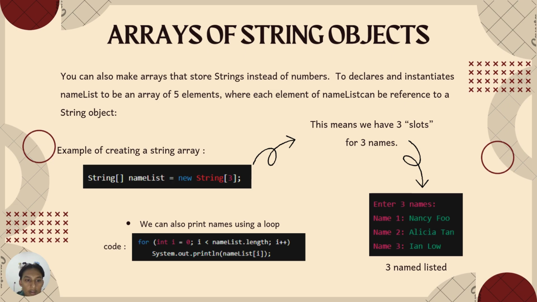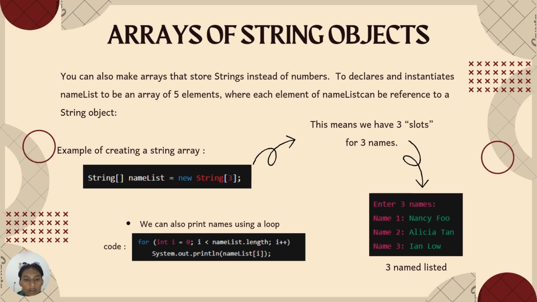So like this: String[] nameList = new String[3], and I put 3 inside the square brackets, which means we have 3 slots for 3 names. So I enter 3 names. I choose name 1 is Nancy Fu, name 2 Alicia Tan, and Ayan Low. So these are the 3 names listed.